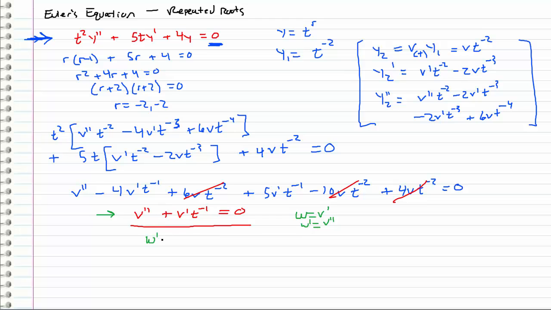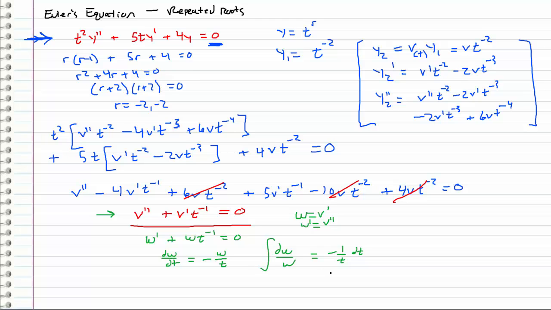So let's go ahead and rewrite this in terms of a first order equation. We have w prime plus w t to the -1 is equal to 0. And I'm going to rewrite this as dw dt is equal to -w over t. The only reason I'm writing it like that is because this is separable, and I like looking at it like this. So anyway, dw over w is equal to -1 over t times dt.